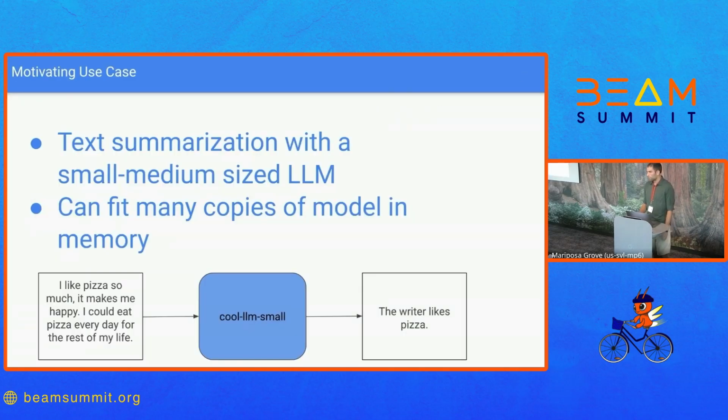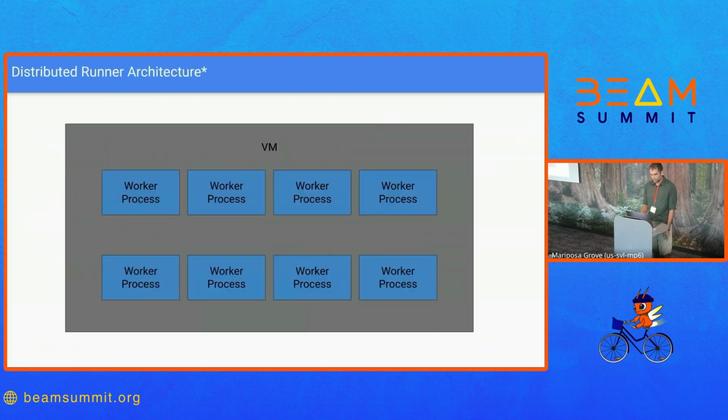As my motivating use case, we'll think about a text summarization model. And to start, we're just going to imagine a small to medium-sized LLM, basically something you can fit into memory as much as you want. In this case, I just have it summarizing food suggestions, and it does fine on the simple task. So you don't really need anything super special here.